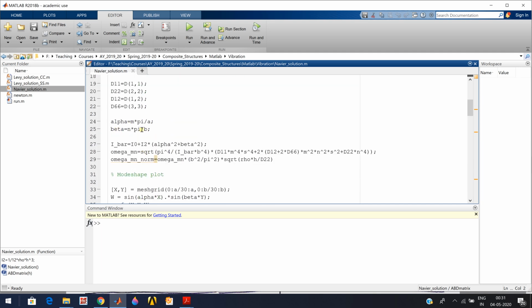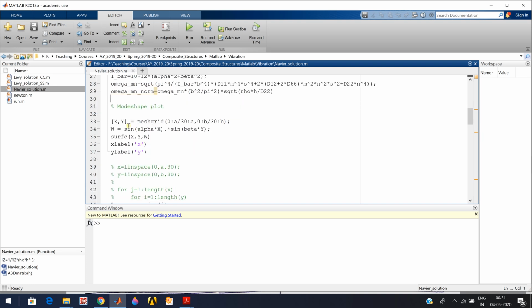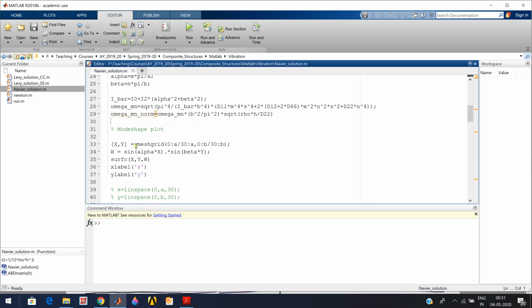And then alpha, beta defined as it is, m pi by a and n pi by b respectively, and then I bar and omega mn. So that's the direct formula we have put. And then this is the normalization, so b square divided by pi square times square root of rho h divided by D22. Okay. And then this is for the mode shape. So once frequency is obtained, now we'll see how the mode shape will look for that particular mode.